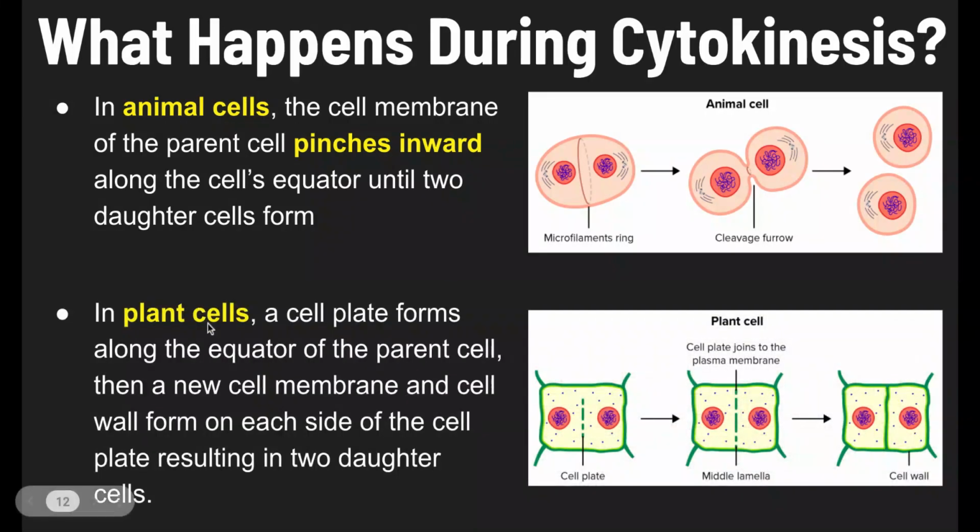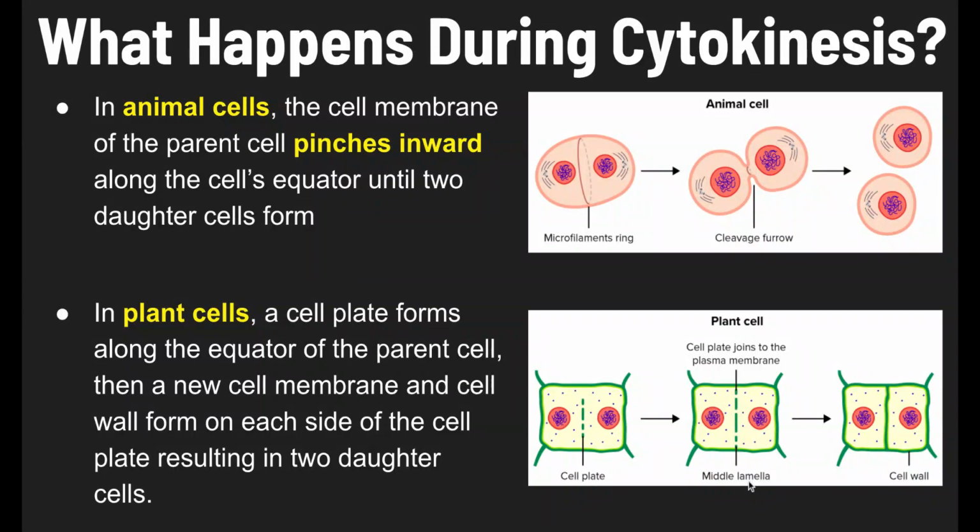But plant cells are slightly different. In plant cells, a cell plate forms along the equator of the parent cell. That's what you're seeing here. A cell plate starts to form along the equator of the parent cell. Then a new cell membrane and cell wall form on each side of that cell plate, and this results in two new daughter cells forming. The place where that plate forms along the equator of the cell, that's what we call the lamella.